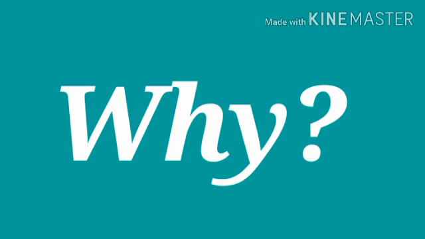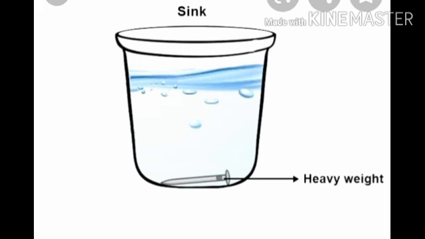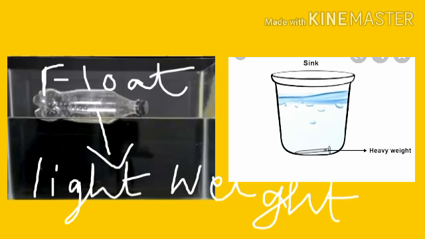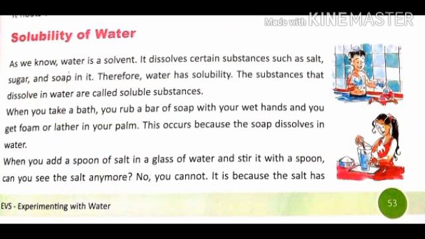Now the question must be coming in your mind, why did the plastic bottle float while the iron nail sank? So the answer to this is, plastic bottle is light in weight, that is why it floated, whereas iron nail is heavier, that is why it sank. We can say that a substance that is lighter than water will float on water and the substance that is heavier than water will sink in water.